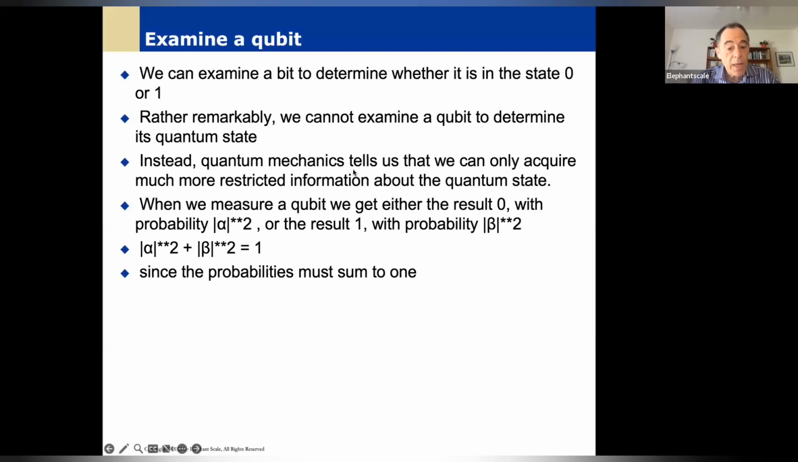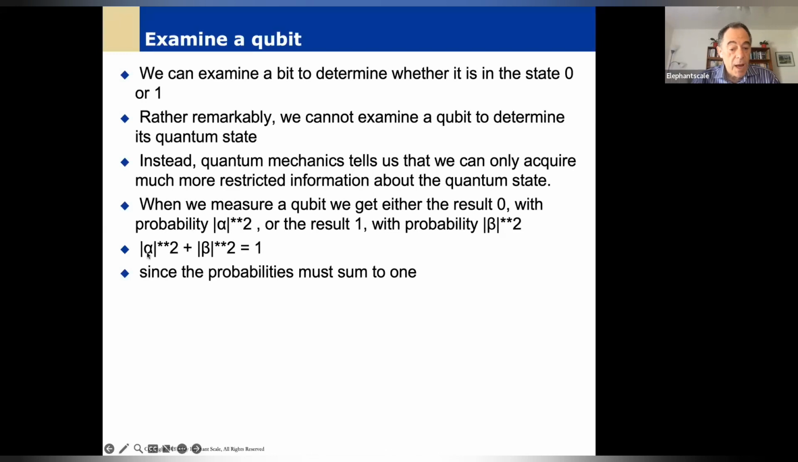Therefore, quantum mechanics tells us that that is what you can find out about it. You can find out today, right now, is it 0 or is it 1? But other than that, it's hiding. Now, there are some limitations.